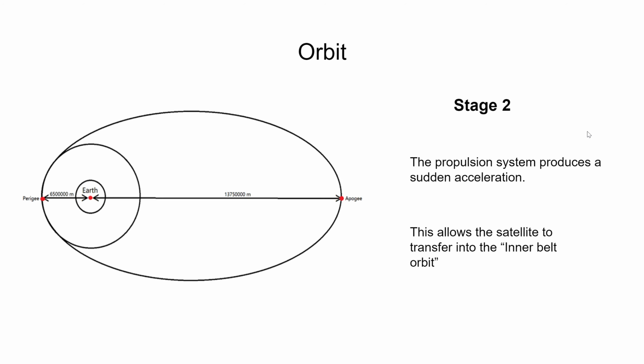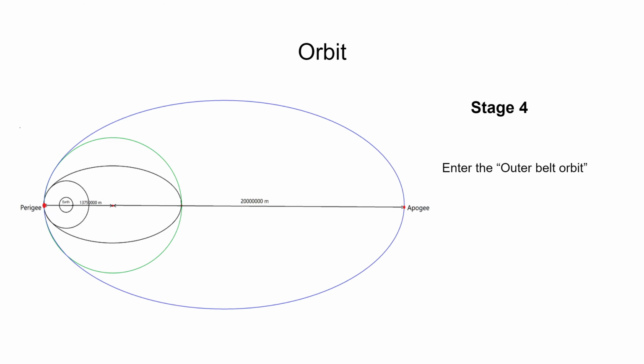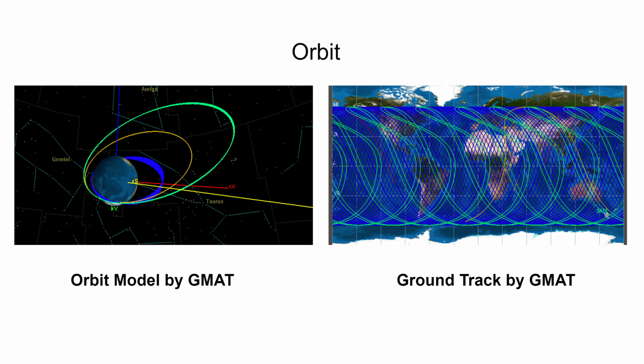In stage 3, the satellites will accelerate again and enter a circular orbit. This circular orbit is used for transferring to the next orbit. In stage 4, the satellites maneuver from the previous orbit into the next elliptical orbit, called the outer belt orbit. This orbit is used for the mission in the outer belt. And this is the orbit modeled by GMAT with the ground track by GMAT.